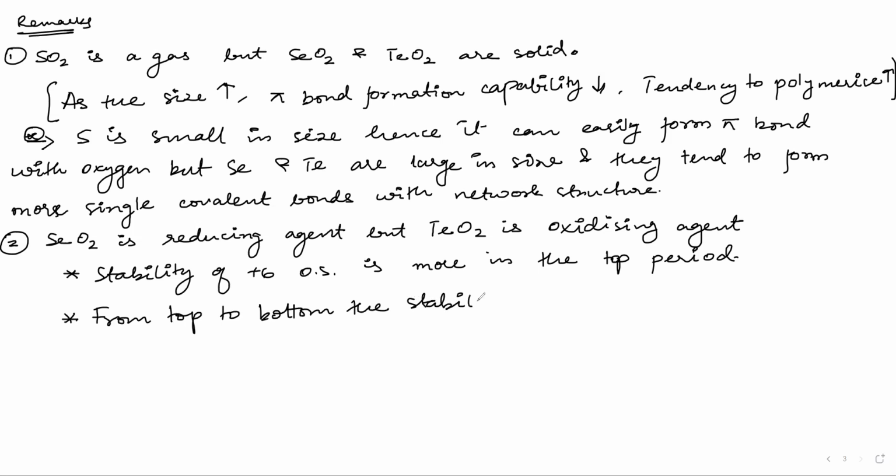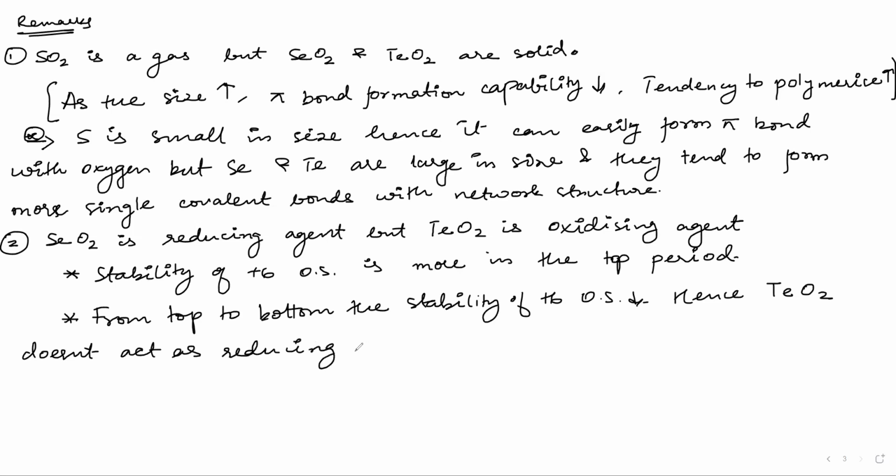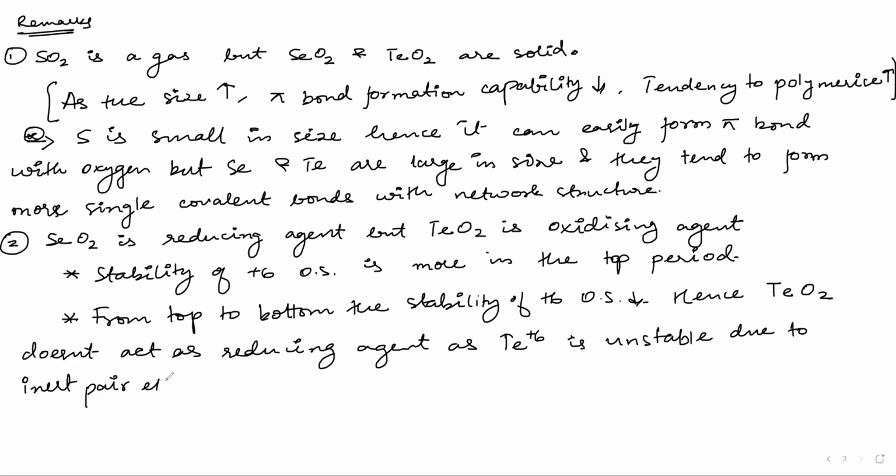Stability of the plus 6 oxidation state decreases. Hence, PoO2 doesn't act as a reducing agent, as Te plus 6 is unstable due to inert pair effect. This is due to inert pair effect.